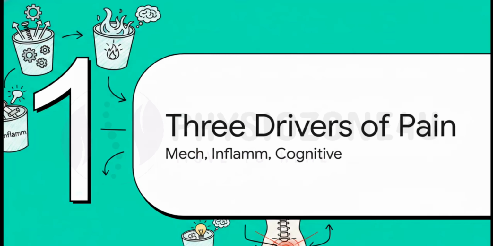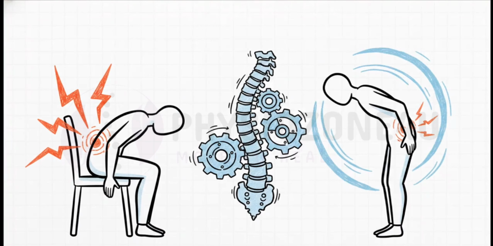The 3 drivers of pain: mechanical, inflammatory, and cognitive. We're starting by putting all low back pain into these 3 distinct buckets. This is going to give us a solid biopsychosocial framework to hook all of our clinical data onto. First up is mechanical pain. This is the big one. It accounts for the vast majority of acute and subacute back issues. It's driven by actual physical stimuli, tissue deformation or abnormal loading. Basically, parts of your spine, like the discs or facet joints, are just being physically stressed beyond their limits.